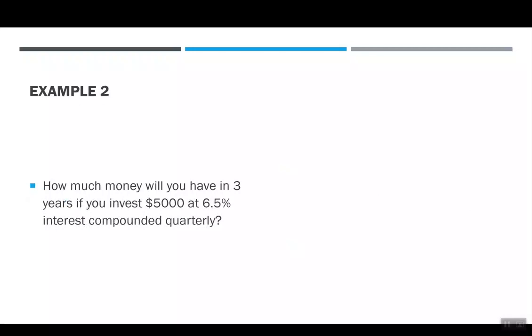How much money will you have in 3 years if you invest $5,000 at 6.5% interest compounded quarterly? Let's pull out our pieces of the formula. We can start with P is 5,000. That's how much we're going to invest. 6.5%, I just want to write as a decimal, so that's 0.065. Quarterly means it's 4 times a year, and then my time is 3 years.